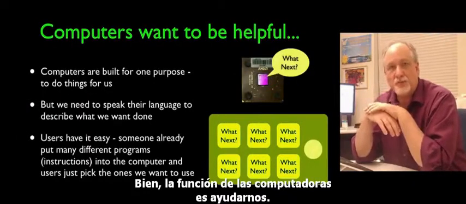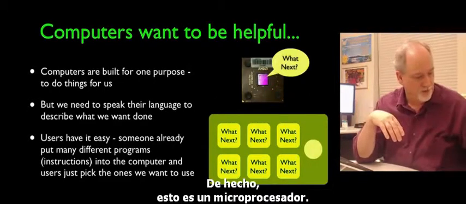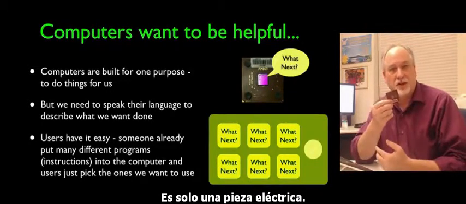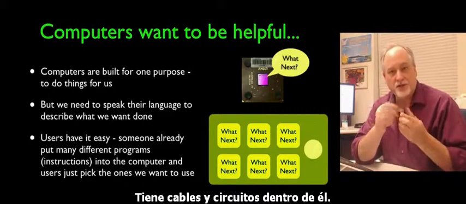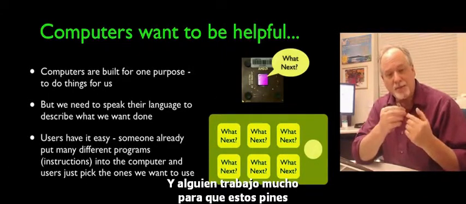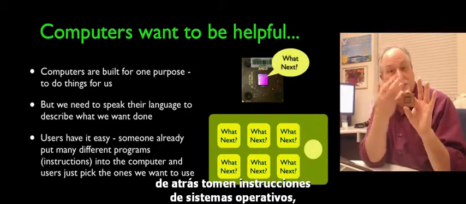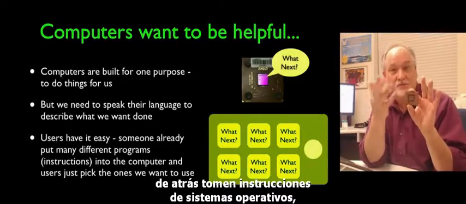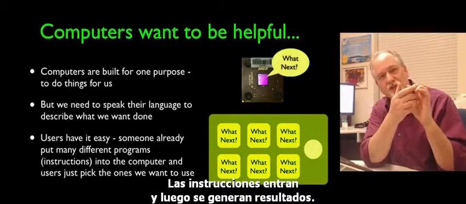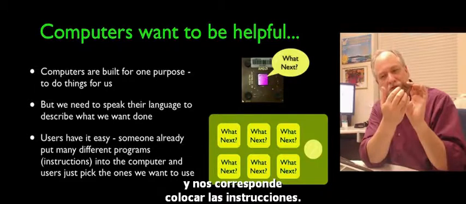So, computers basically want to be helpful. They are programmed. In fact, this is a microprocessor. This is really just an electrical part. It's got wires and circuits inside of it, and somebody spent a lot of engineering time to make it so that these pins in the back take instructions from us, from operating systems, from the hard drive, from the memory. Instructions come into here and then results come out. It's really sort of a very programmable hand calculator, and it's our job to put instructions in.